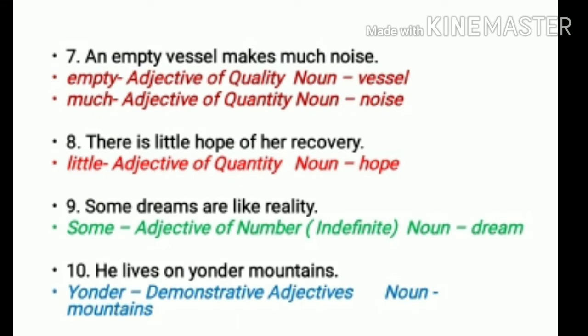The seventh sentence: An empty vessel makes much noise. So your noun is vessel. What kind of noise? Empty. So that will be your adjective of quality. There is another noun also, noise. So you ask the question, how much noise? Much noise. So much will be adjective of quantity.